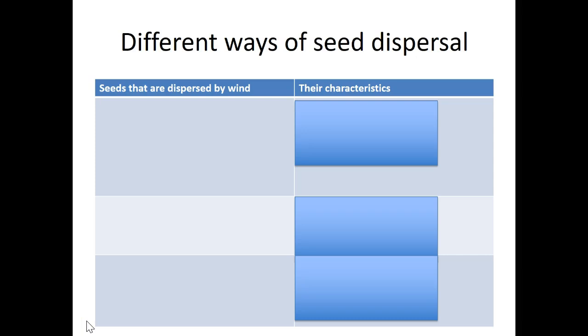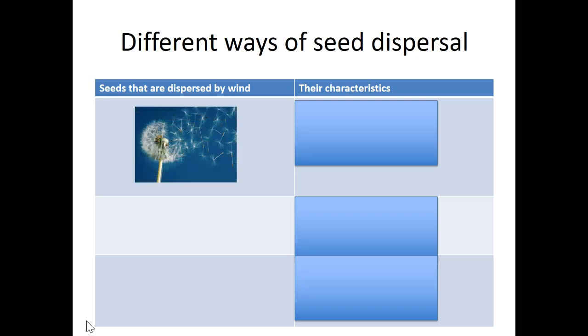Now, there are several different ways of seed dispersal. Let's take a look at the first kind, seeds that are dispersed by wind. What do you think are the characteristics of seeds that are dispersed by wind? Now, they are not all the same. You still need to examine the picture to understand the characteristic of that particular seed. For this one, you can see from the picture that it must be small and light, and it has feathery structures that enable it to catch the wind and be blown away.